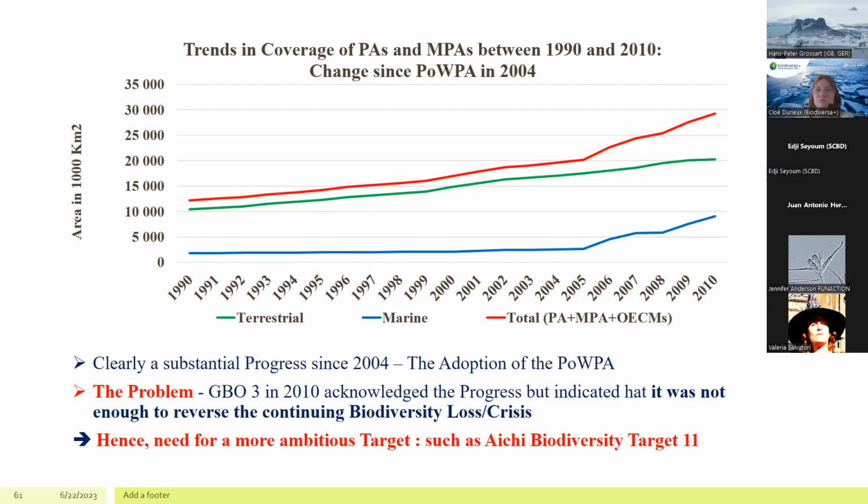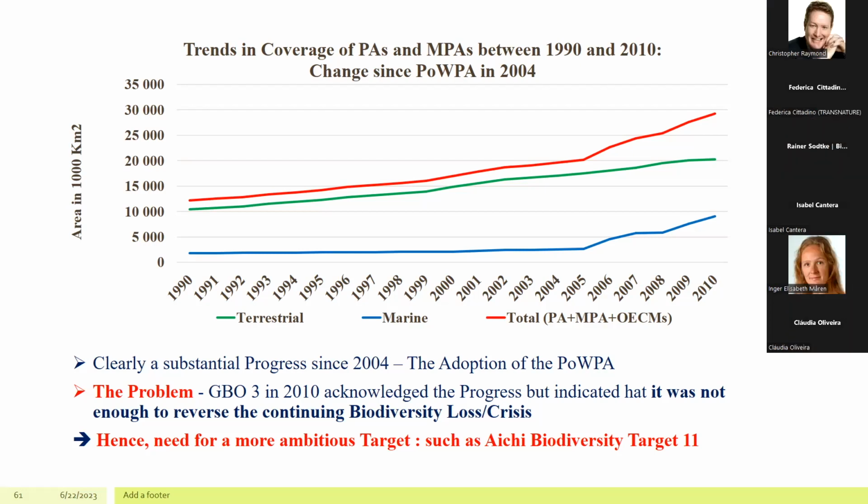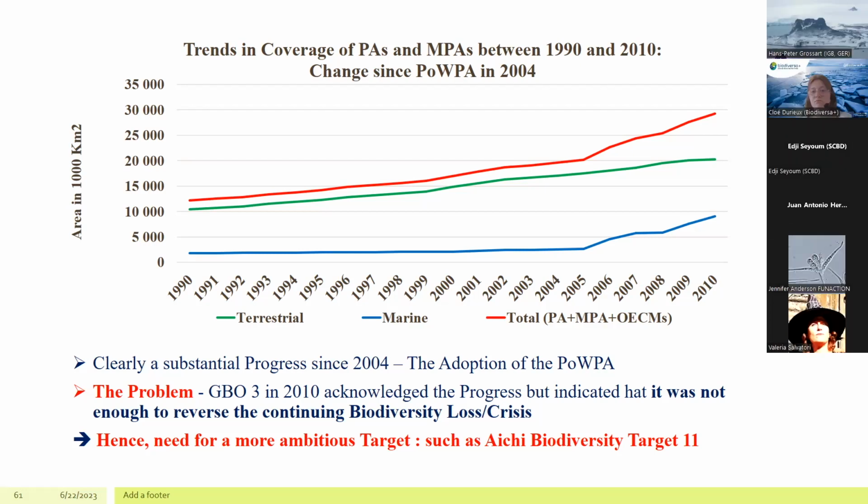So we see the gradual important changes that have occurred. By 2010, clearly there was substantial progress, but the problem was that the Global Biodiversity Outlook 3, the third assessment in 2010, said, fine, there has been progress, but not enough to lower the biodiversity loss or reverse the crisis. Hence, there was a need for a more ambitious target, such as the Aichi Biodiversity Target 11. Next slide, please.